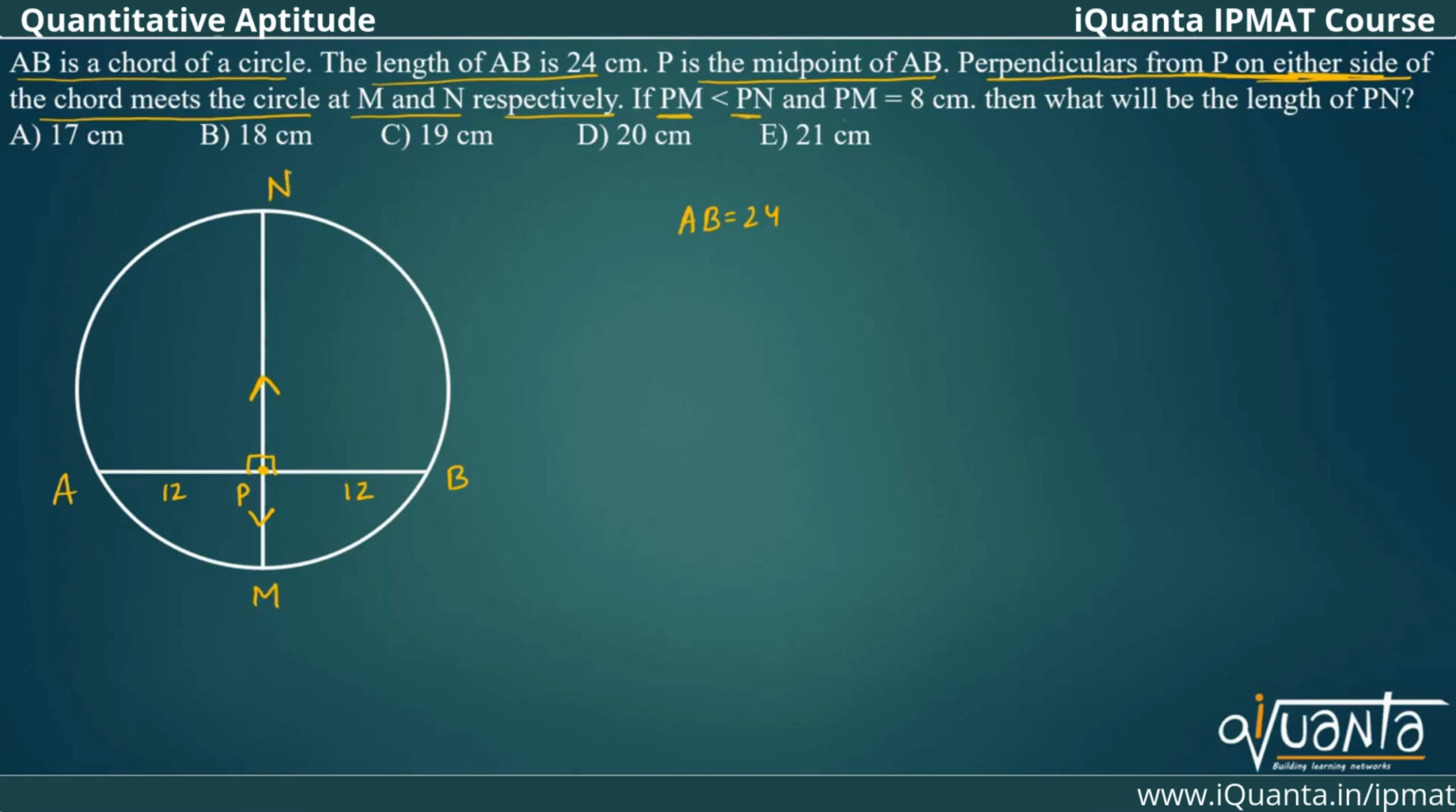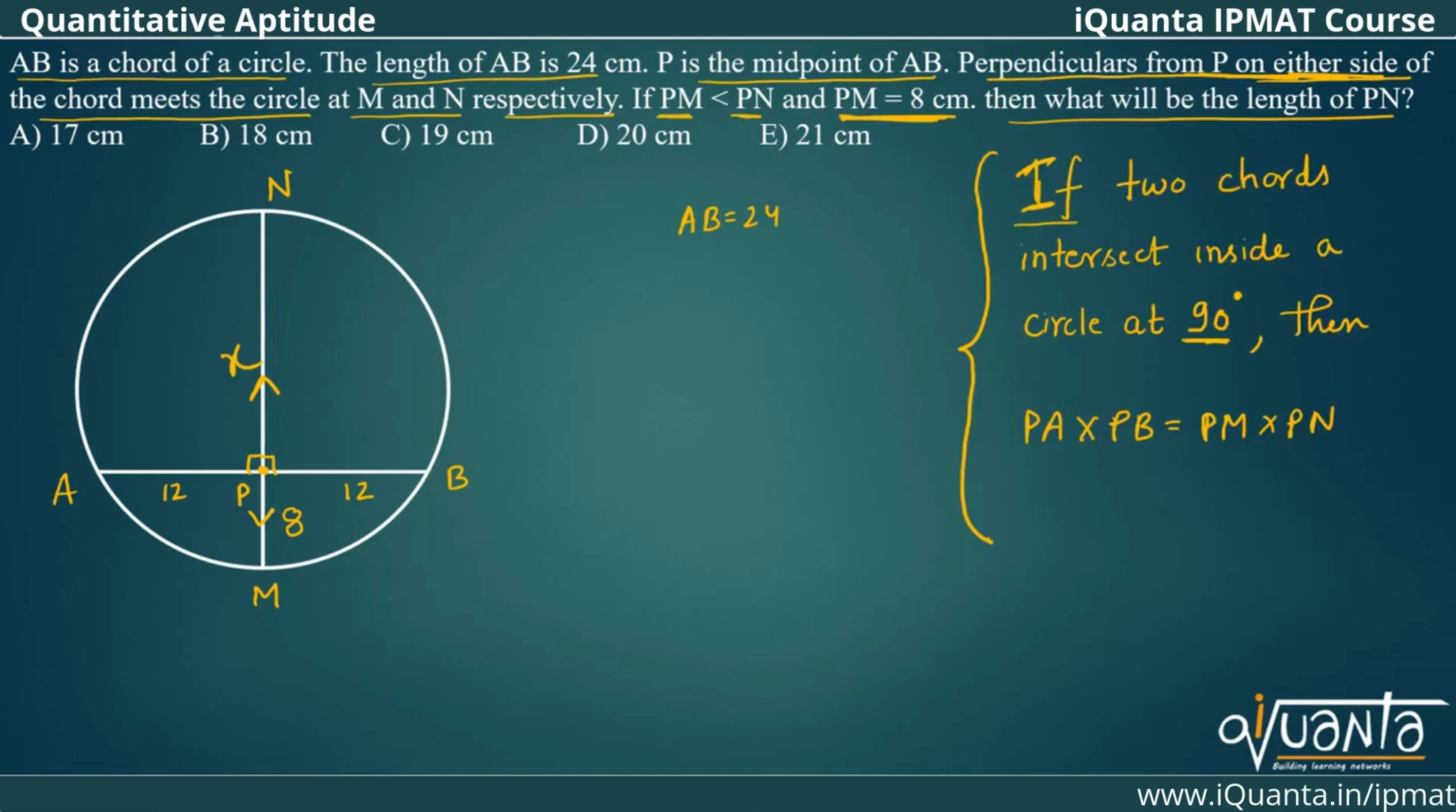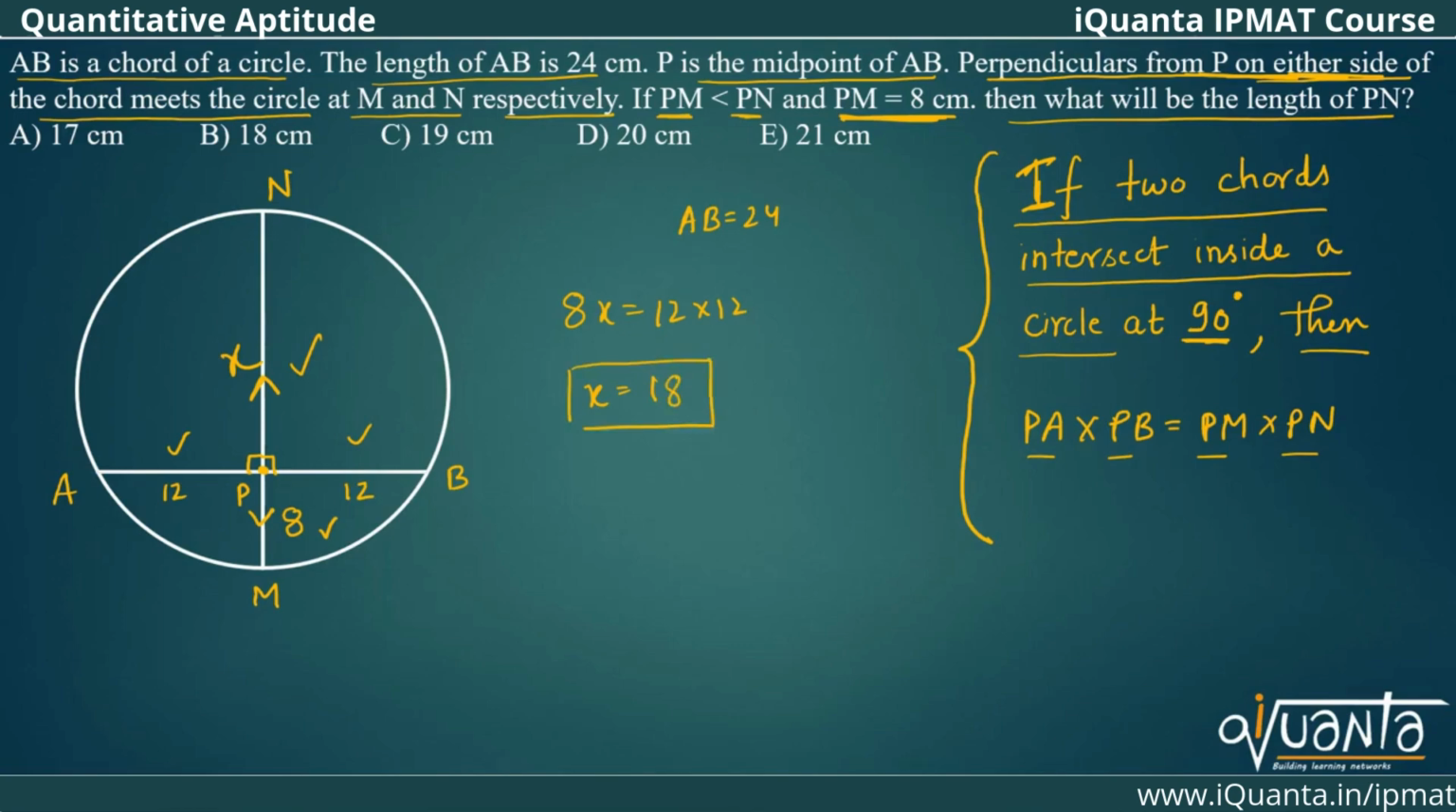And it is given that PM will be equal to 8, so this will be 8. Then what will be the length of PN? We need to find out this length PN, let it be equal to x. So there's a rule. The rule is, if two chords intersect inside a circle at 90 degrees, then PA into PB will be equal to PM into PN. That means PN into PM will be equal to PA into PB. So if we follow it over here, we get 8 into x equal to 12 into 12, which gives me x equal to 144 by 8, and that is 18. So 18 will be the length of PN.